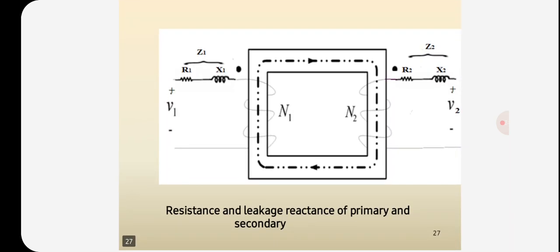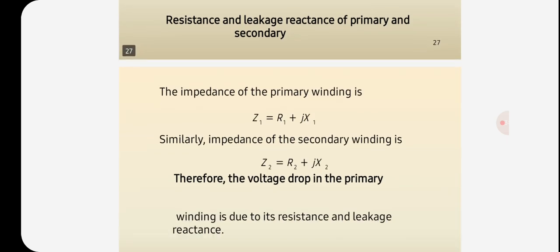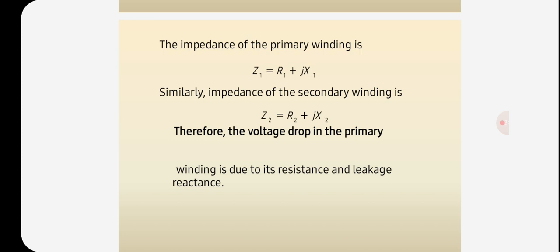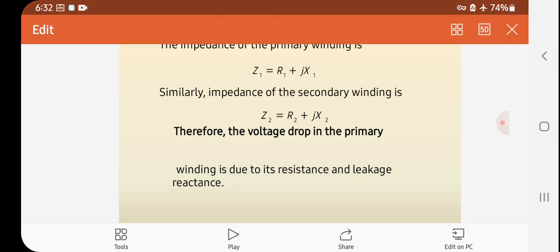So in this, the resistance and leakage reactances of primary and secondary. The primary impedance Z1 is equal to R1 plus jX1, and the secondary impedance Z2 is R2 plus jX2. So these are the primary and secondary impedances. The impedance of the primary winding is Z1 equal to R1 plus jX1. Similarly, the impedance of the secondary winding is Z2 equal to R2 plus jX2.